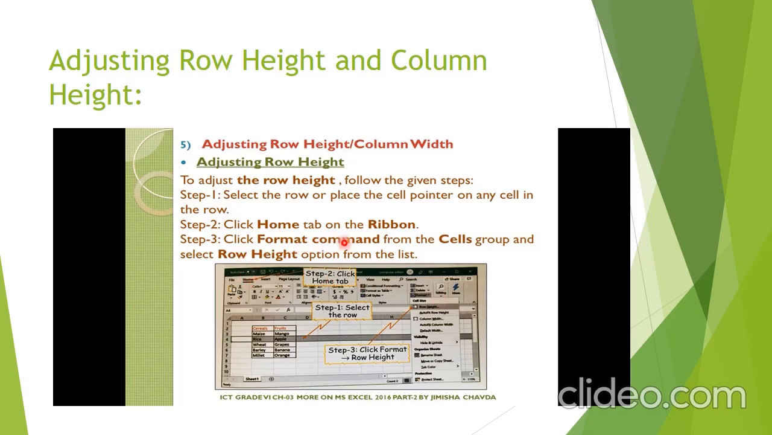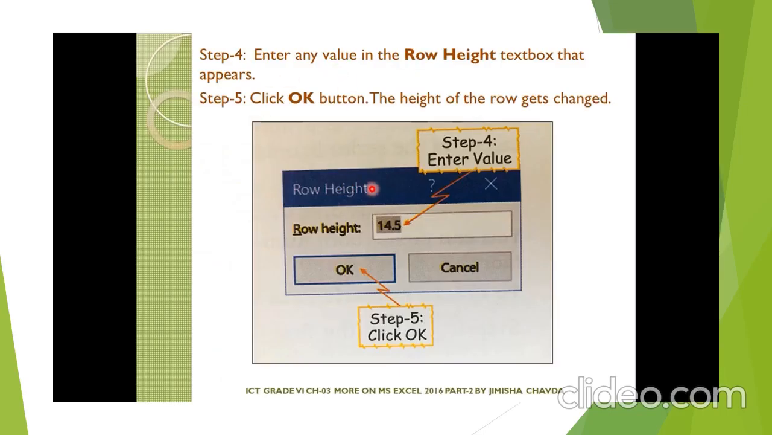Click on the format command from the cell group. We have to first check the cell group. Under the cell group that is available on the right hand side. So the cell group in which there is a format command is available. When you click on the format command, the option available is row height. Clear? You can see in my screenshot also, row height. So when you click on row height, the new dialog box appears, you can see my image also.